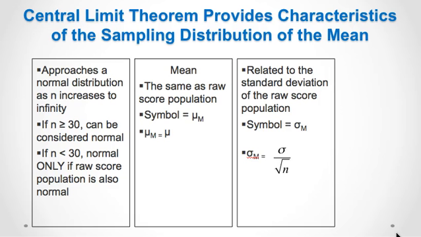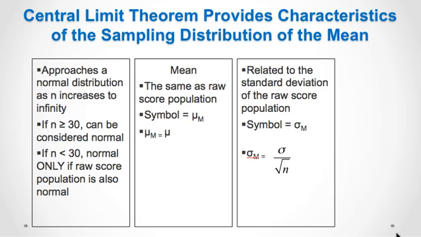The mean of the sampling distribution is always equal to the population mean. The sampling distribution will have a standard deviation called standard error of the mean, and there's the formula. Sigma M is equal to sigma divided by the square root of n.